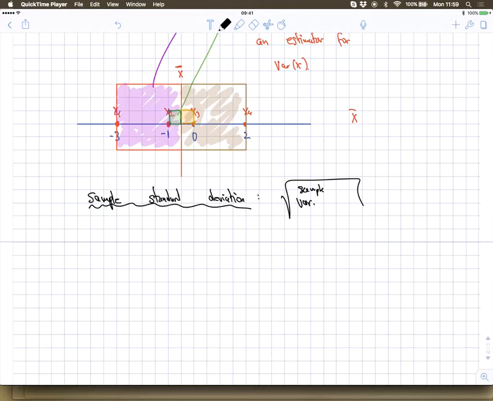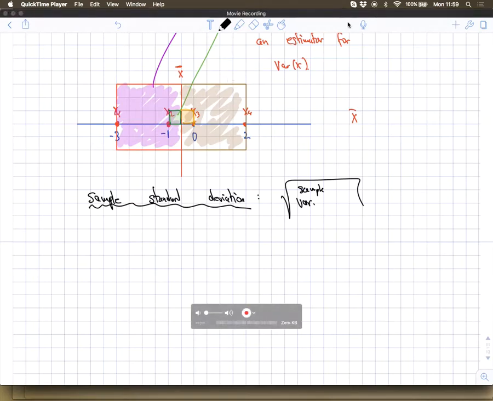So really that's what I have here. I wanted to introduce you to a visual of sample variance and standard deviation. I want you to see a visual, think of it. That's it.